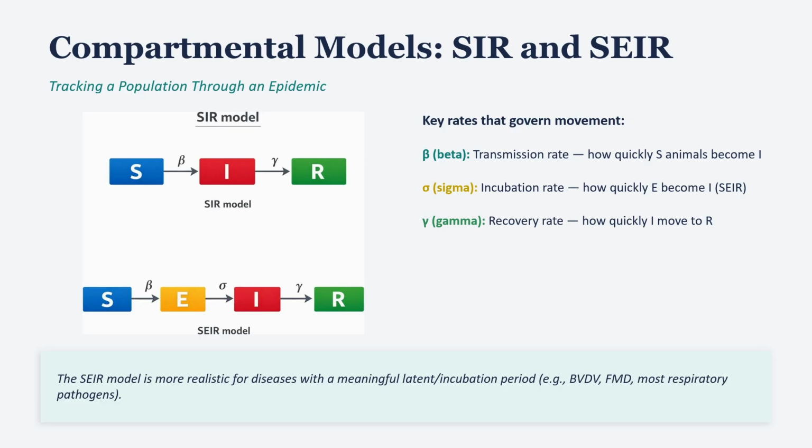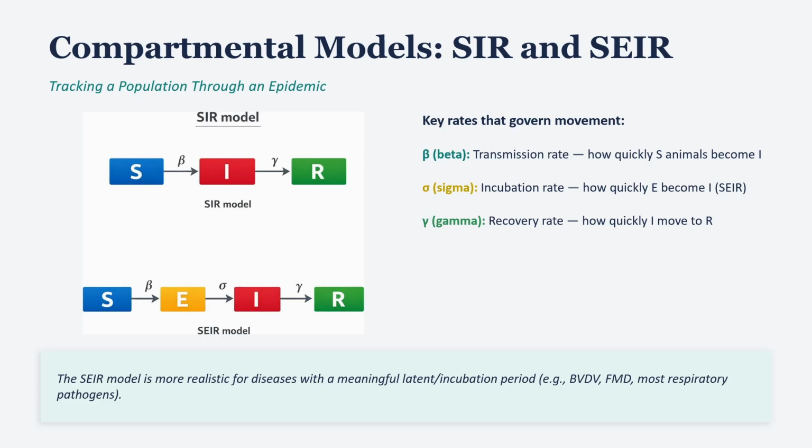Animals move from S to I when they encounter and are infected by an infectious animal at a rate determined by beta, the transmission rate. They move from I to R when they recover at a rate determined by gamma, the recovery rate.